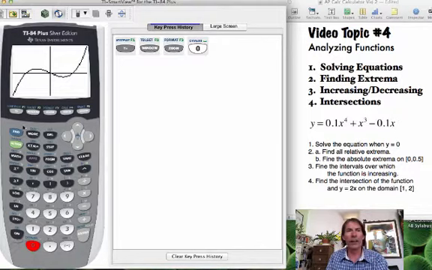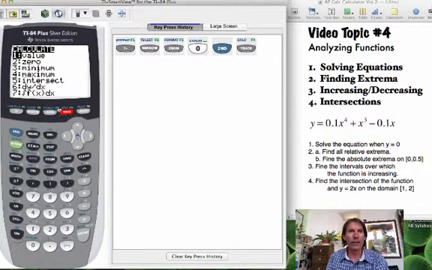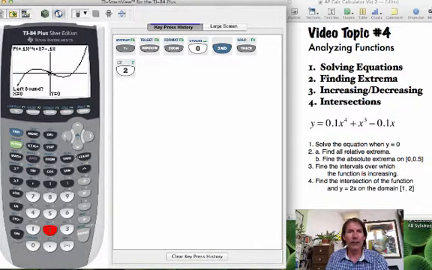To do that, I'm going to use a calculate function. So that's second. The trace button shows calculate there. And I'm going to calculate the zeros, which is number 2. Now it's going to ask me where to look for those zeros. So the first place I have to do, it says left bound. I have to make sure I'm to the left of that number right there. Okay, so anywhere to the left is good, not too far.